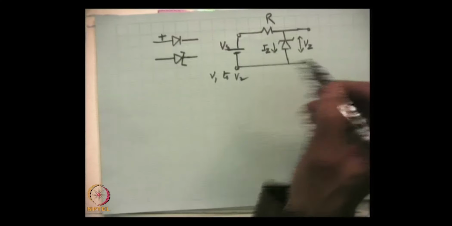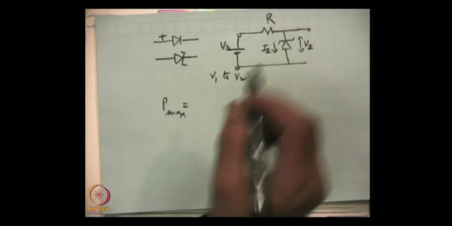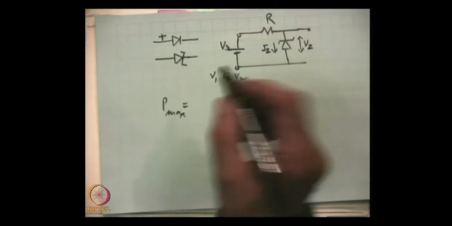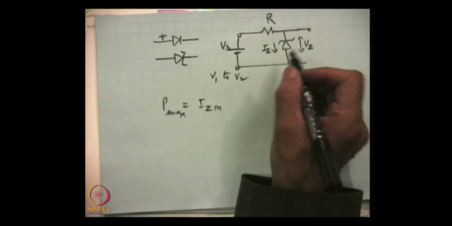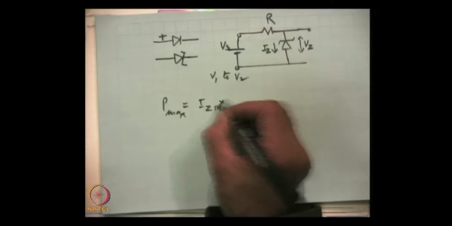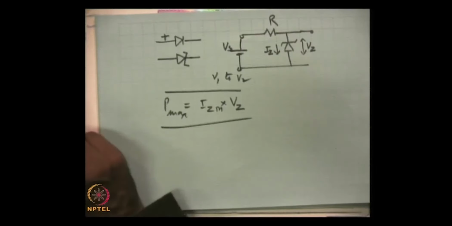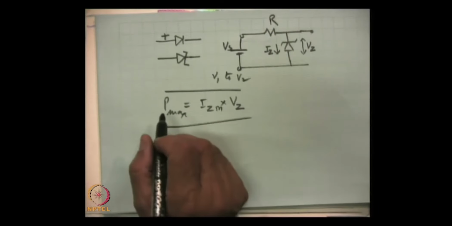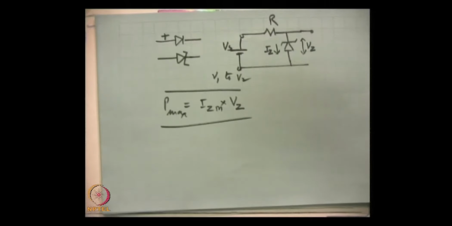And the maximum power will be governed by this expression: P max, the maximum power to which a Zener can be subjected, is I Z M, the maximum current which will flow through the Zener diode, and of course the voltage is fixed. So, this should not be violated. The value of the maximum power which the diode will withstand is given by the manufacturer in the data.